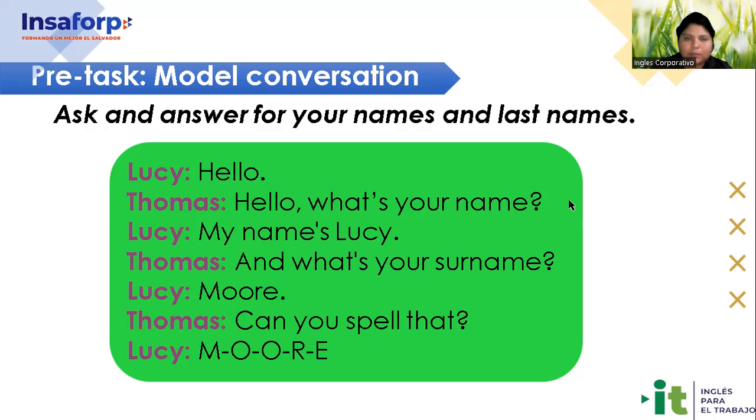Let's see, the next one is Beatrice and Vanessa. Hello. Activate your microphone, Vanessa. Hello, what's your name? My name is Beatriz. What's your surname? Rodriguez. Can you spell the letters? R-I-D-R-I-G-U-E-C. Okay, so you have to check that again.